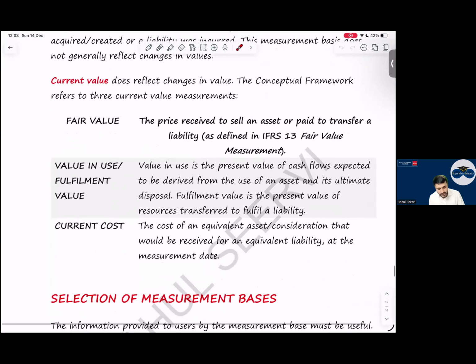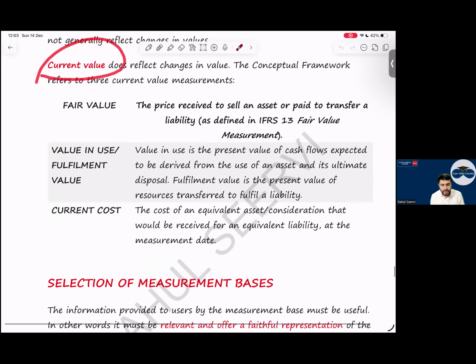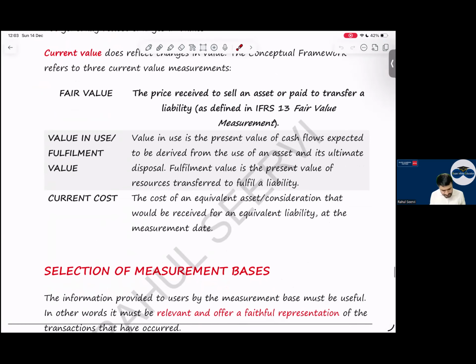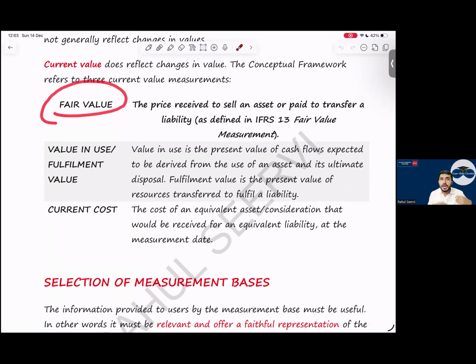Simple. See now, current value. Now discussing current value. Current value means as per market. So, yes, sir. The first one is fair value. Fair value, we will discuss this in detail. It's your first standard which will be starting IFRS 13.